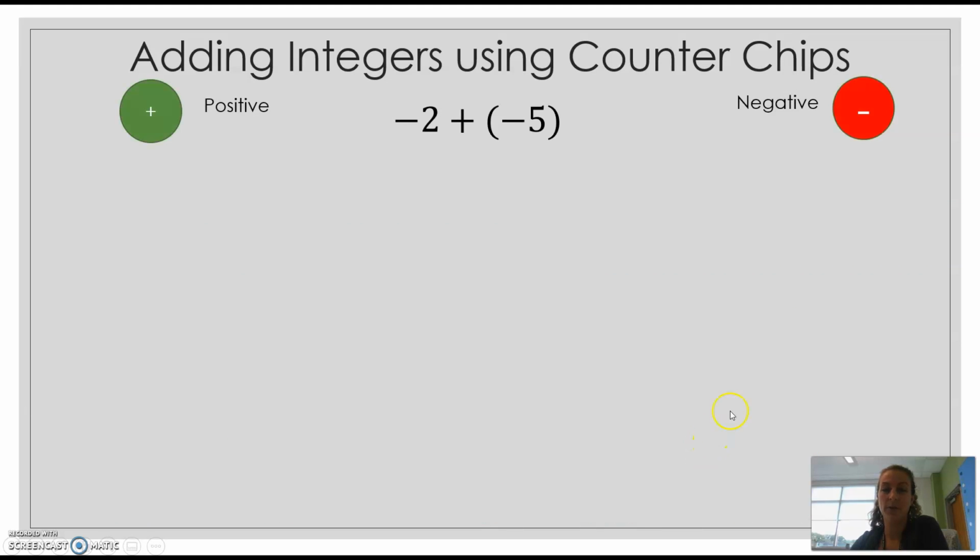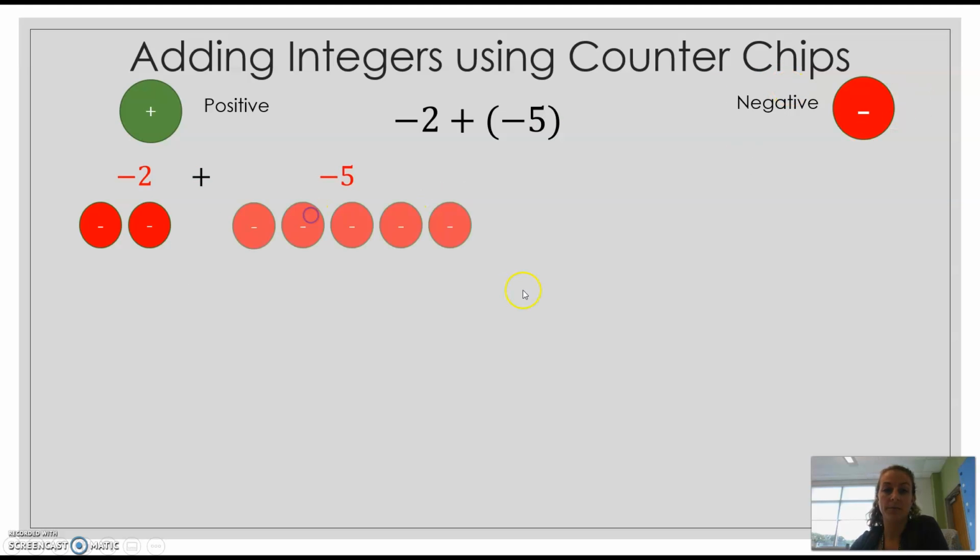Let's look at another example. What if we have 2 negative numbers? How will this be different? So we have a -2 and a -5. Well, how would we represent -2? In this case, we would need 2 negative chips. And for our -5, we would need 5 negative chips as well.